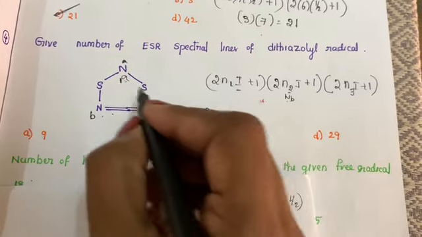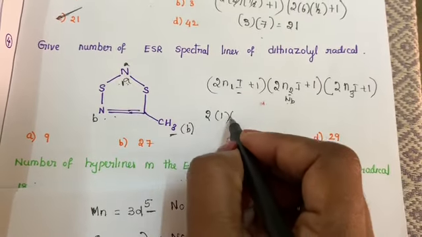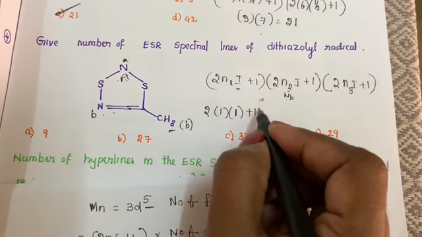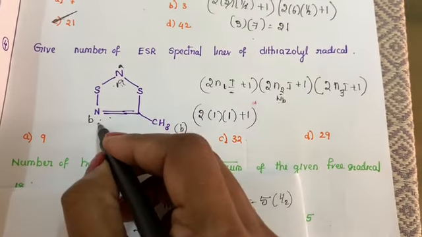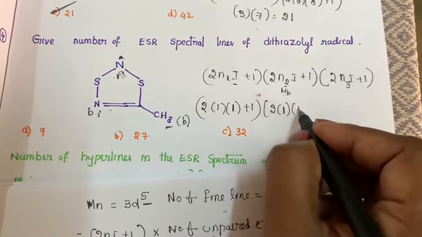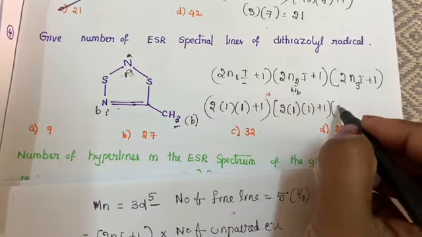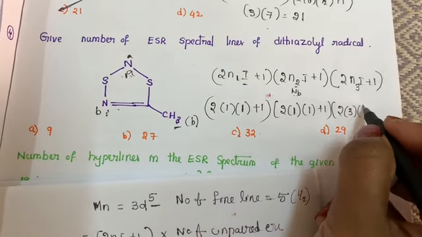For the first nitrogen, how many are there? Only 1 type is there, and the I value is 1 for nitrogen. Here also it is the same: only one nitrogen is present, and the I value is considered as 1. And for the methyl, 3 hydrogens are there, and each hydrogen contributes a half I value.